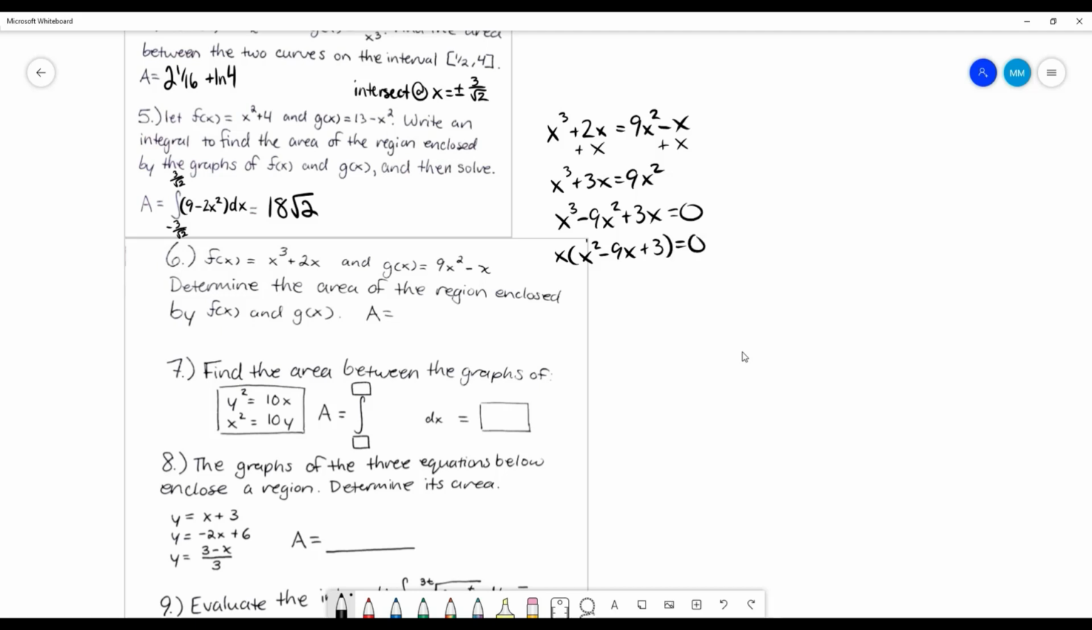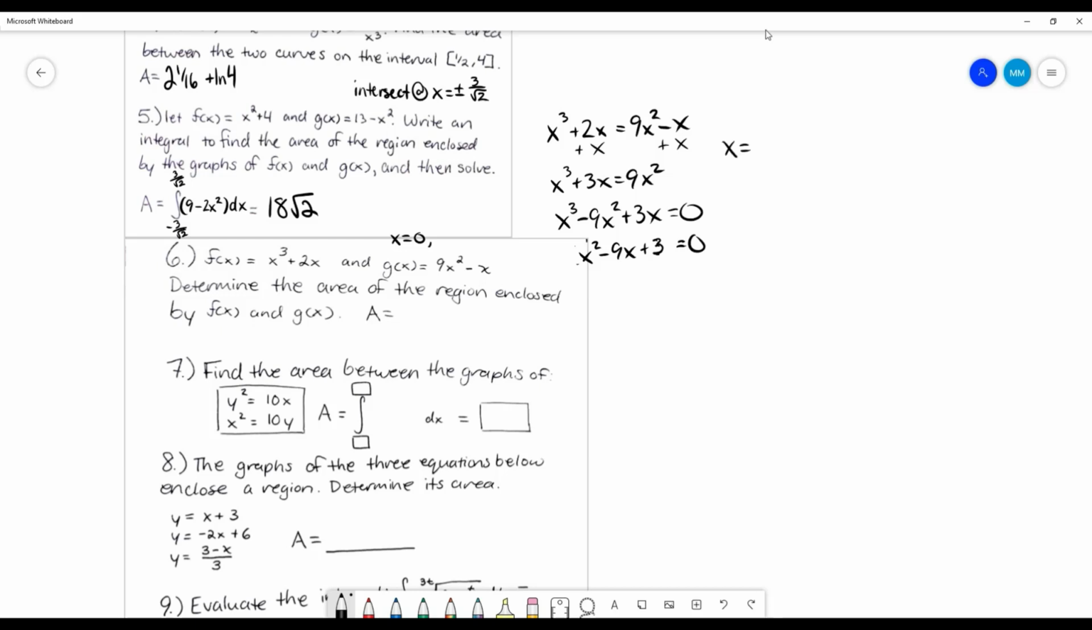And I want to believe that that factors nicely, but I don't think it does. And I'm frustrated by that. But we first see they intersect when x equals 0. So that's the first one. But then they also intersect whenever this part equals 0. So now I need to figure out when that is. That is the trickier bit. I want to believe that that factors, but I really don't think it does. So we're going to use the quadratic formula.